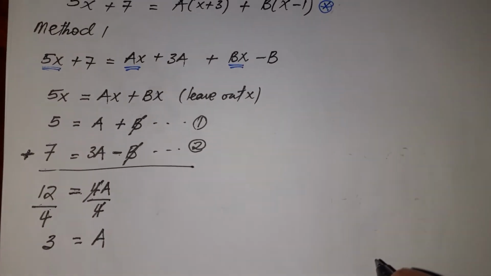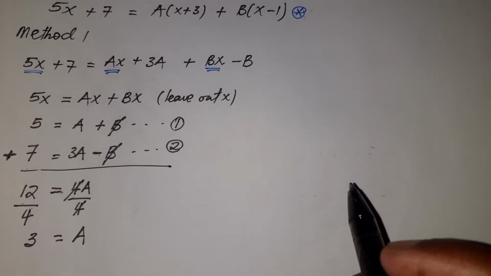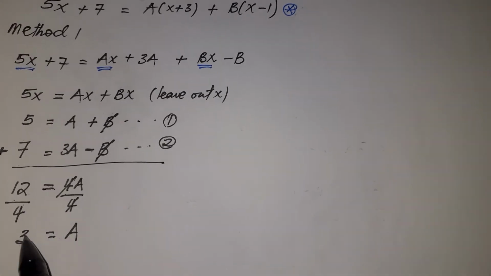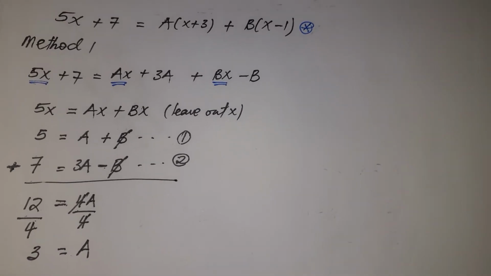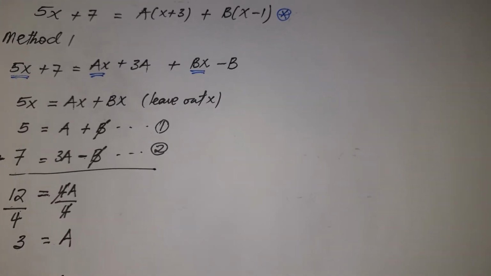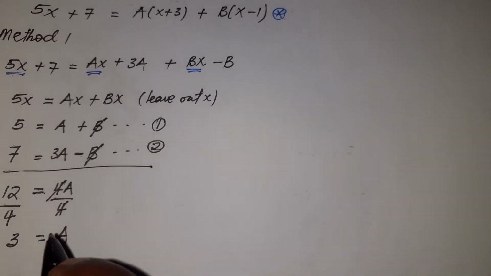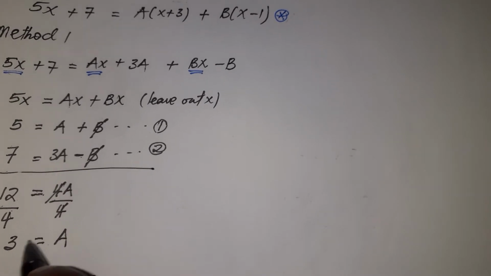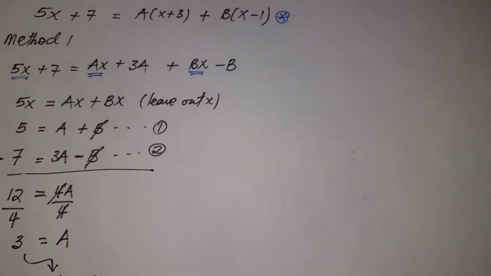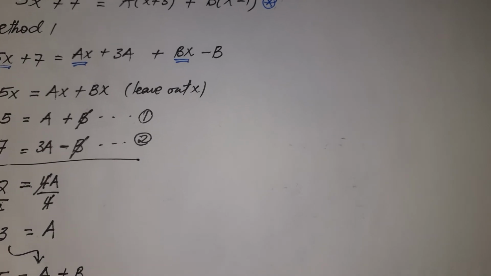Now let's move on to finding the variable b. What we now do, we can either take equation 1 or equation 2, and then we substitute in the place of a, 3. Let's take equation 1. We have 5 equals a plus b. In the place of a, we know a is equal to 3. We now bring 3 in. Then we're going to have 5 equal to, instead of writing a, we now write 3, and then plus b.